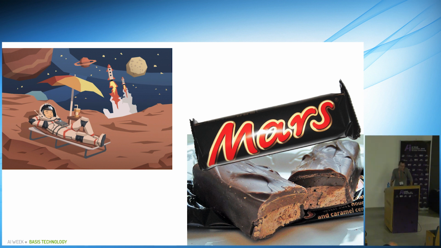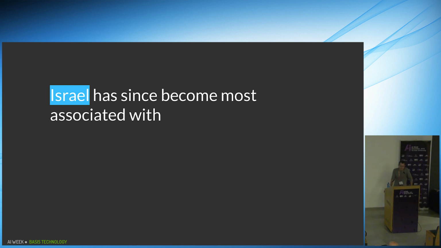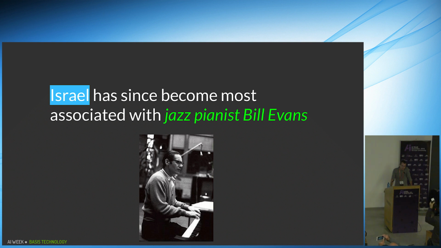Let me give you another example. So Israel has since become most associated with, try to complete this somehow, citrus fruits, right? It's pretty popular these days. So it's actually the state of Israel. It's a name of a location, right? But if we give it a different ending, let's say this, jazz pianist Bill Evans. So now Israel is not really the state of Israel. It's actually the name of a jazz standard played by this guy, Bill Evans, right? So it's all about the context that will help you resolve the type ambiguity and detect the particular name.